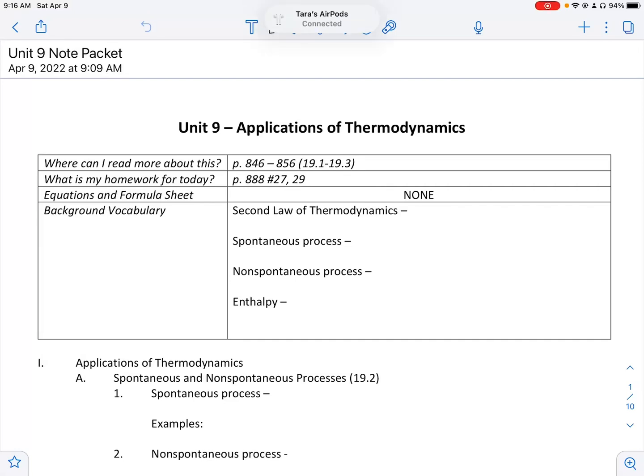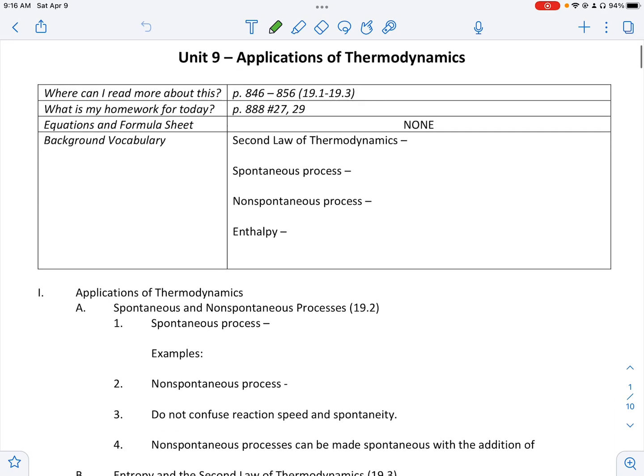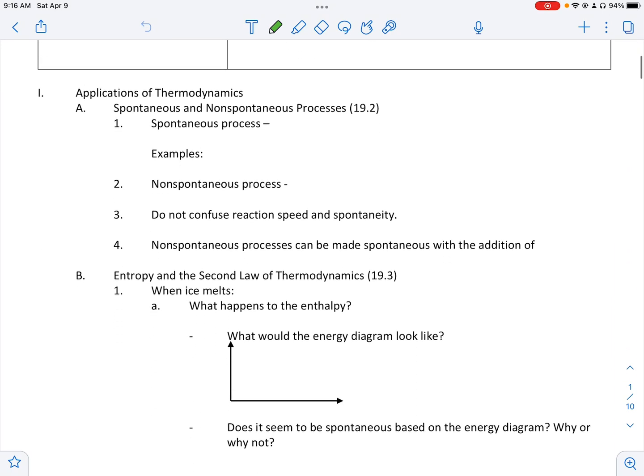All right, good morning. Today we are looking at applications of thermodynamics. The notes are going to look just a little bit different. Instead of following the curriculum, I picked out the parts of the unit from the book, and we're just going to follow the book. So maybe hopefully it'll be easier to use. I would appreciate your feedback. All right, so here we go.